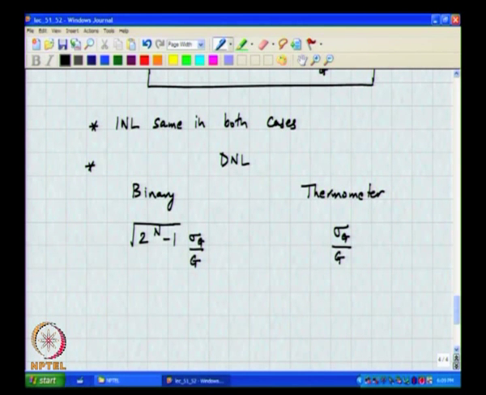And that basically means that the DNL you get when you use a binary decoded DAC will be a hell of a lot more at the major code transition than the DNL you get with a thermometer DAC. Is this clear? I mean that is what the math is telling us. Now, let us try and figure out why this makes sense. Why do you think this makes sense?